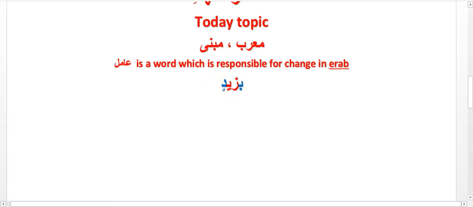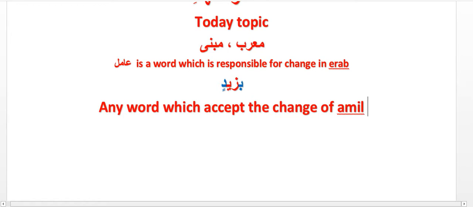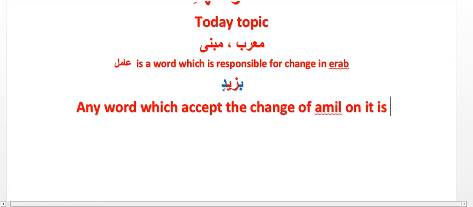Now I'm going to write the definition of mu'rab and mabni. Any word which accept the change of amil. This means if there is amil who gives zabar, that word accept zabar. If there is amil who gives zair, that word accept zair on it. If there is amil who gives pesh, that word accept pesh. So this is what I'm writing right now. Any word which accept the change of amil on it is called mu'rab.